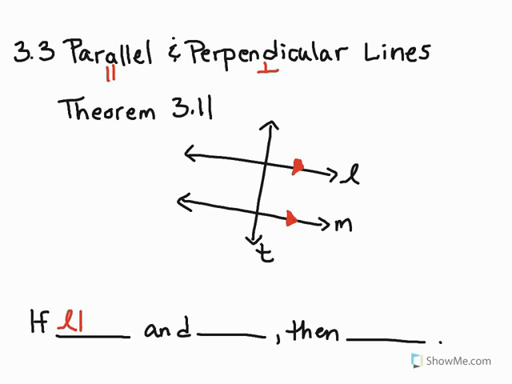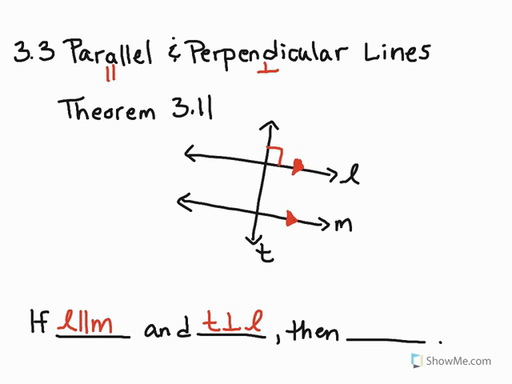If L is parallel to M, all right, and I'm going to say that my line T is going to be perpendicular to one of these lines. Let's say it's perpendicular to line L. All right, let's go ahead and state that in our next blank here, and T is perpendicular to line L.